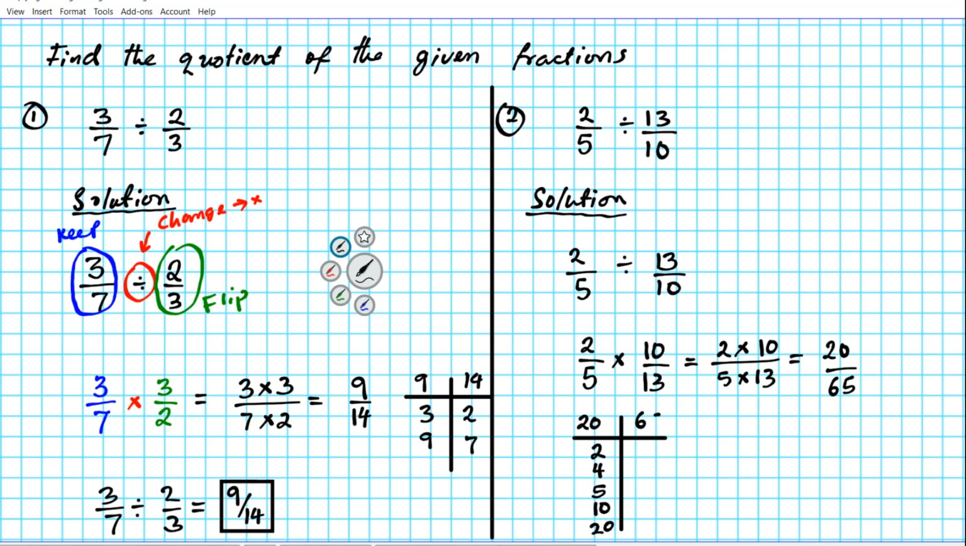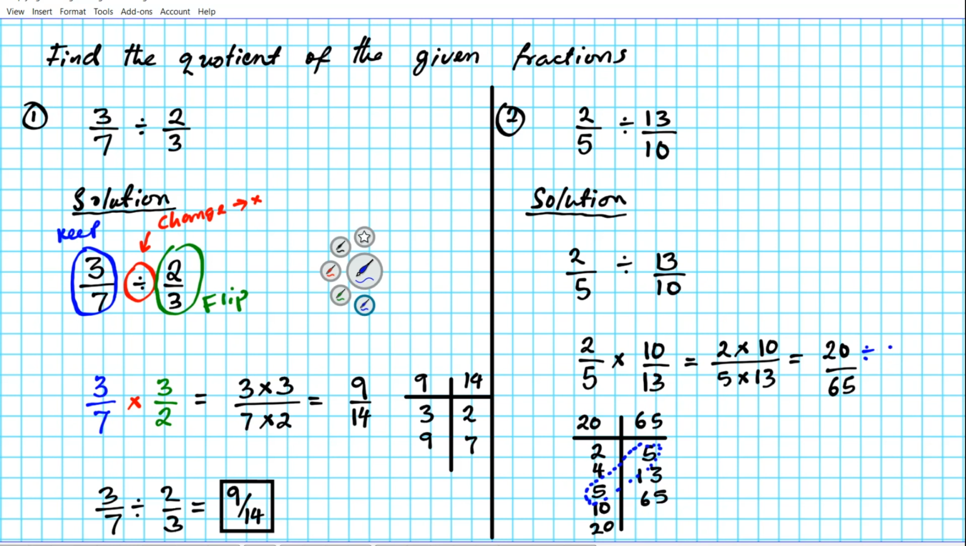65, factors of 65 up to 20. What goes into 65? 5 definitely, since it ends in 5 or 0. 6, 7, 8, 9, 13. And then 65. That's basically it. Are there any factors in common? Yes, we have one factor, which is the greatest, since it's the only one. So when we divide by 5, it's going to give us the completely reduced form.